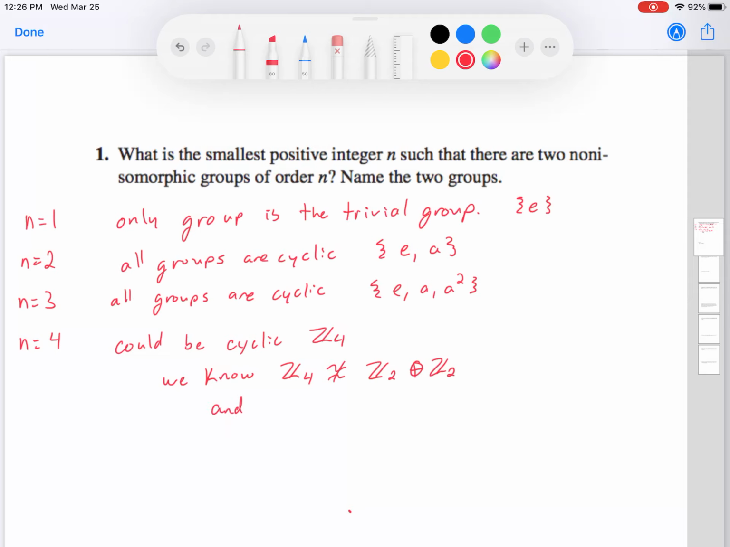And we know that Z2 external direct product Z2 is order 4. So what's the smallest positive integer n such that there are 2 non-isomorphic groups of order n? It would be 4, and those 2 groups are Z4 and Z2 external direct product Z2.